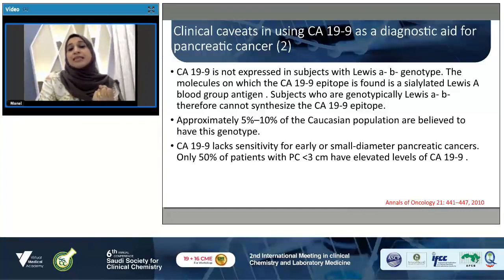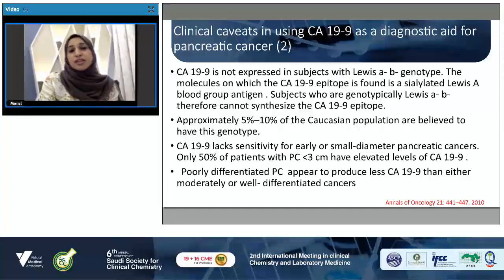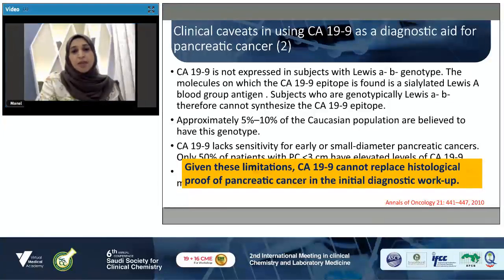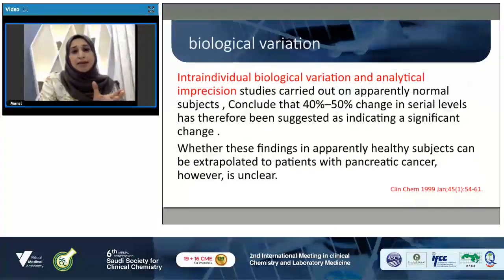CA19-9 lacks sensitivity for early and small-diameter pancreatic cancer. Only 50% of the patients with pancreatic tumors less than 3 centimeters have elevated CA19-9. Poorly differentiated cancers may also not increase CA19-9. So this is the limitation. CA19-9 cannot really replace the histological proof of pancreatic cancer. Biological variation: the intra-individual biological variation plus the analytical imprecision was calculated in one of the studies to be around 40 to 50%. So you need a 40 to 50% change in the serial level to indicate a clinically significant change in your CA19-9 level.